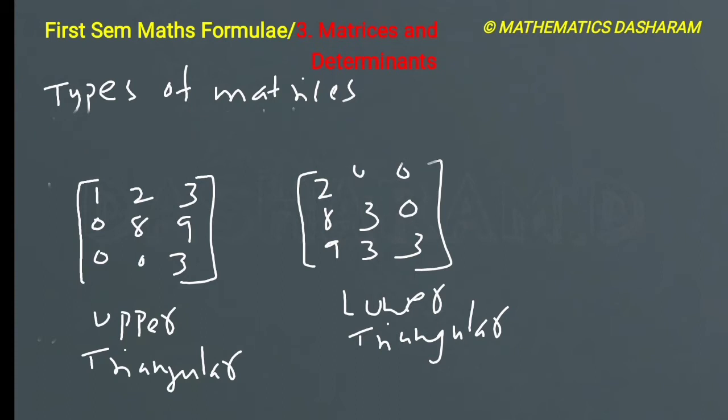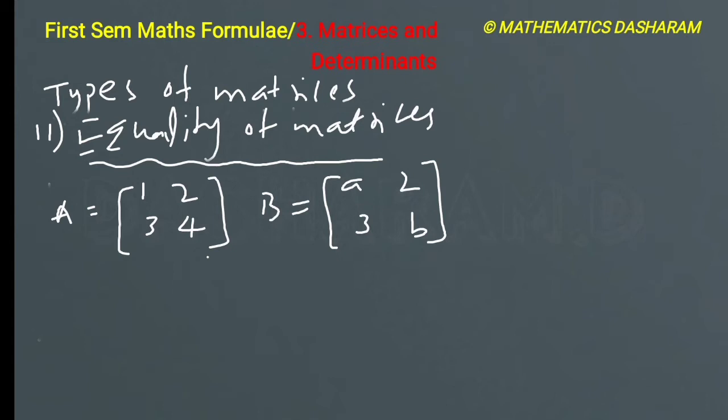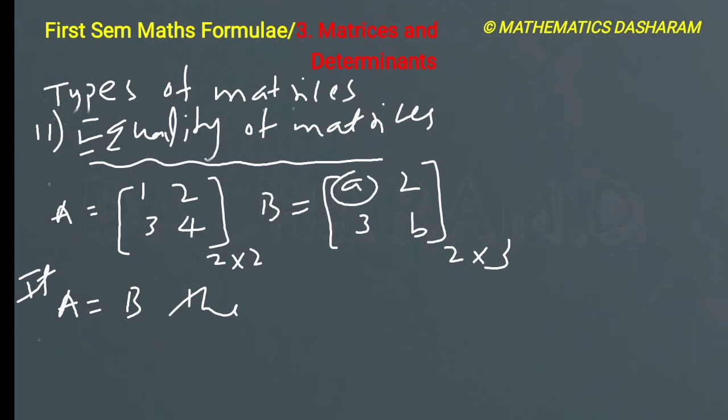Next, eleventh one, equality of matrices. Equality of matrices means two matrices A and B have the same order. So 2 by 2, 2 by 2. Then their corresponding elements are equal when A equals B. So if A equals B, then we can equate the corresponding elements. So here A is equal to 1 and B equals 4. So the order must be equal and corresponding elements should be equal in the two matrices. Then the two matrices are equal.